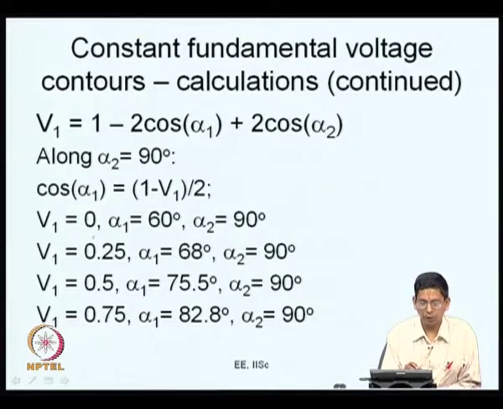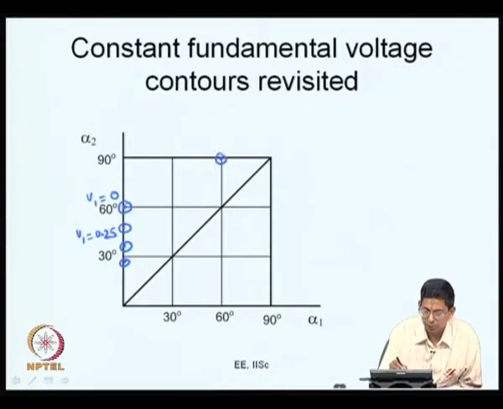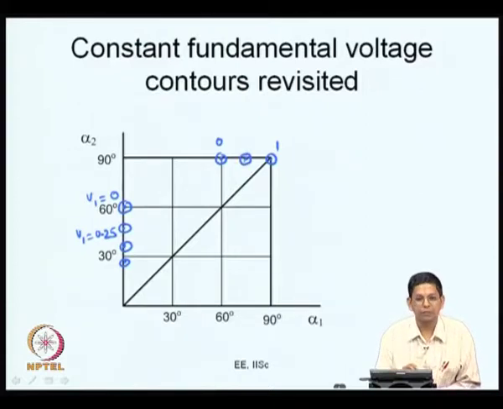So, if I want V 1 is equal to 0, along alpha 2 is equal to 90, alpha 1 is 60. If I want V 1 is equal to 0.25 along alpha 2 is equal to 90, alpha 1 is 68. Again for V 1 is equal to 0.5 along alpha 2 is equal to 90, alpha 1 is 75 degrees. So, if I look at it here, this is my 0 and this is my 1, which is square wave operation there. If I want 0.5, I can roughly take the middle of this, which is around 75 degrees.